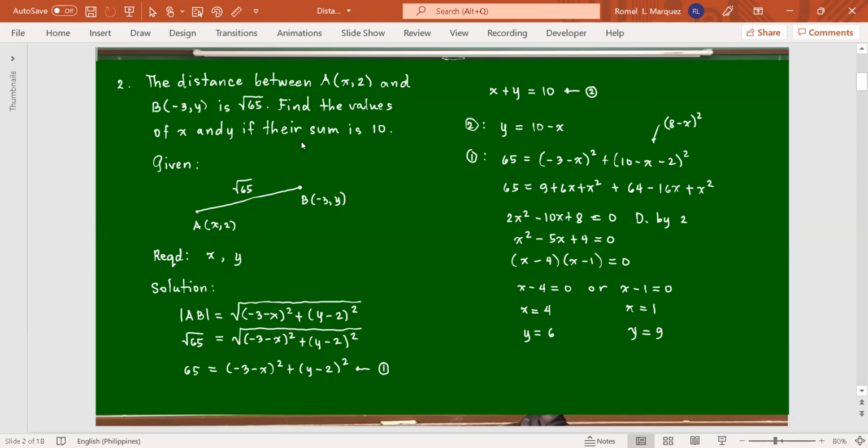There are two sets of values for x and y. So this is the first set. We can't write this in a point form because they are separate coordinates of 2 points. So these are the possible combinations of answers for x and y. Any question with that, guys? Let's have the next one.